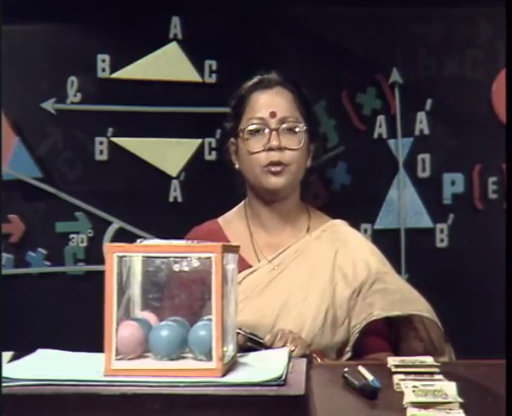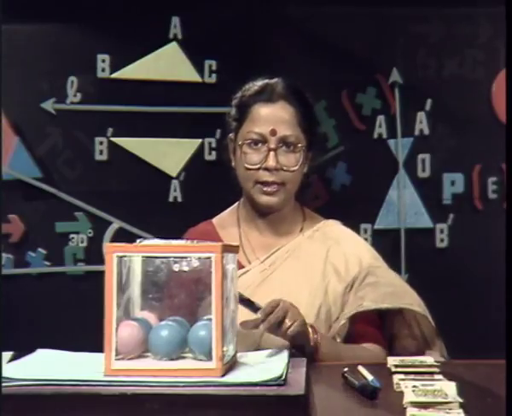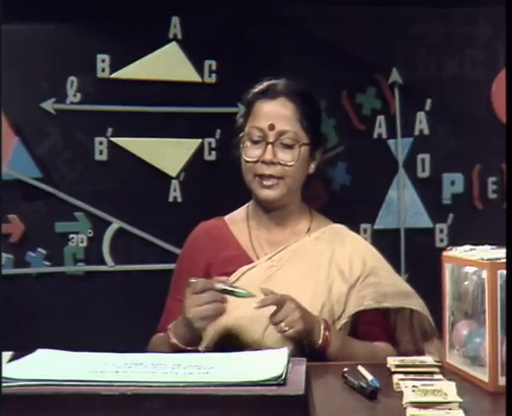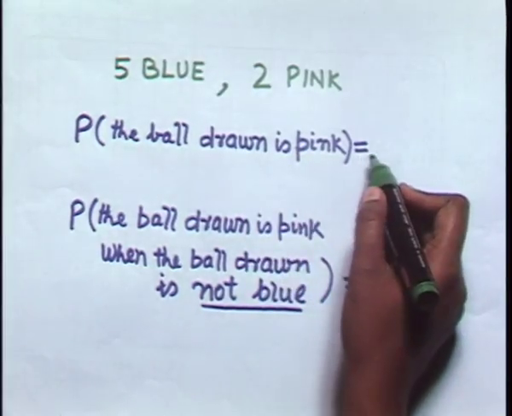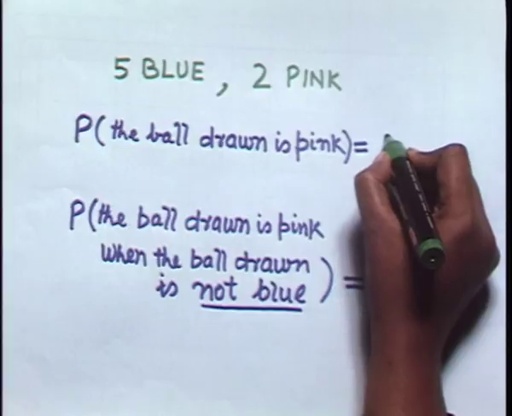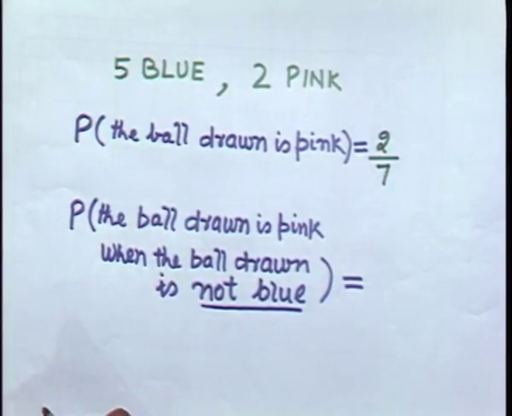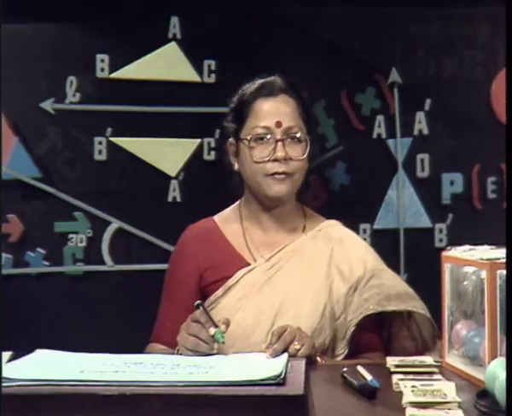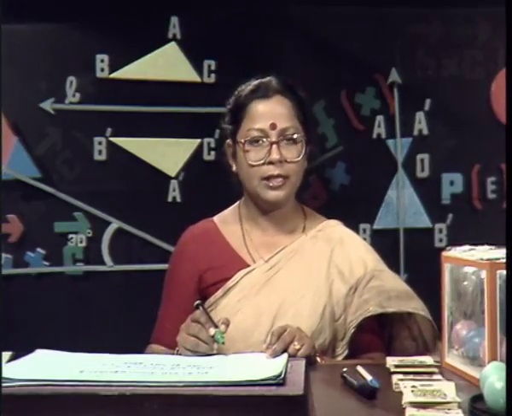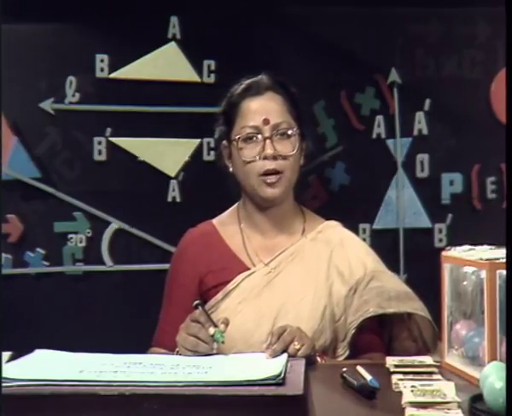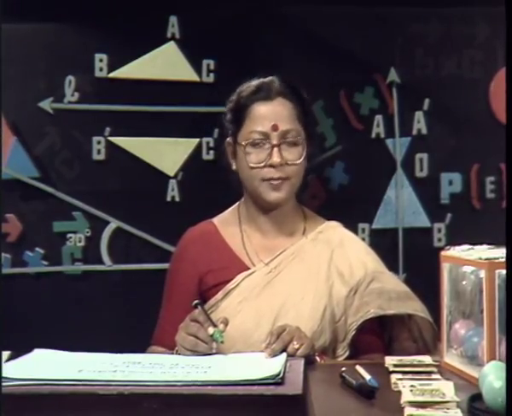Suppose the event is to draw a pink ball, then the probability of the ball drawn is pink will be equal to 2 upon 7. But suppose after the draw you are told that the ball drawn is not blue, then what is the probability of the event ball drawn is pink?